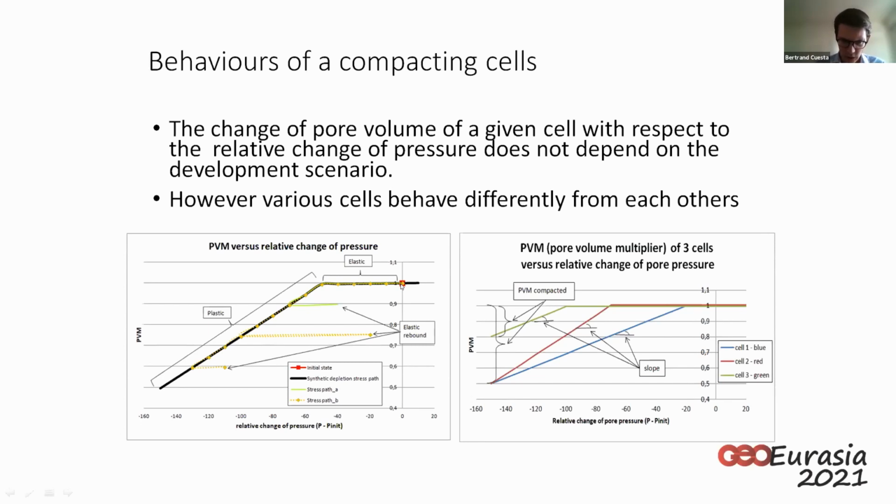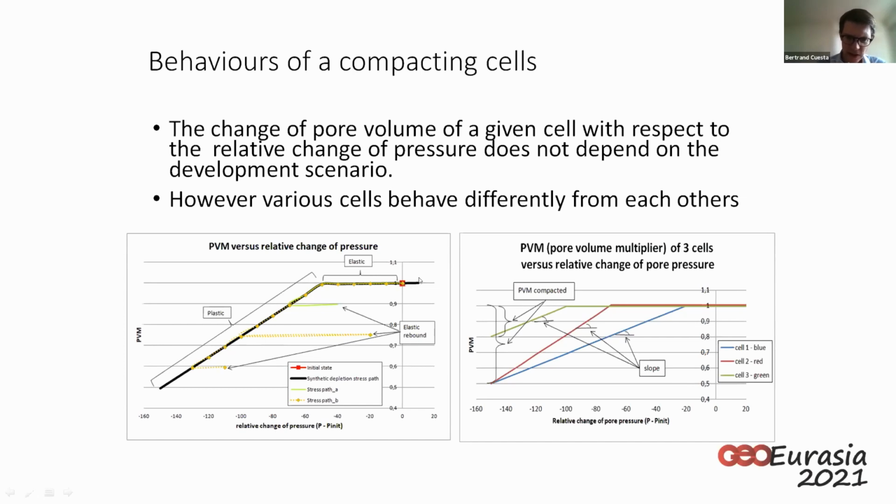What happens is that when we start depleting, for instance, this cell, we will see that the pore volume will decrease. It's almost negligible. It's basically at this point still 0.999, almost the same volume as initially. And then all of a sudden, there is the pore collapse phenomenon, and we can observe a severe reduction of the pore volume multiplier. So this is the black curve that you see here.